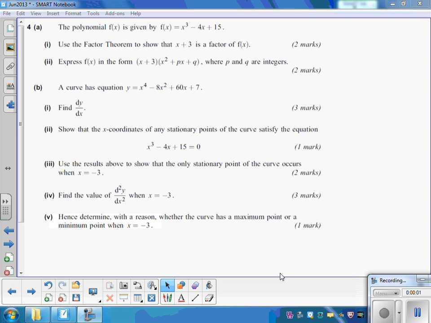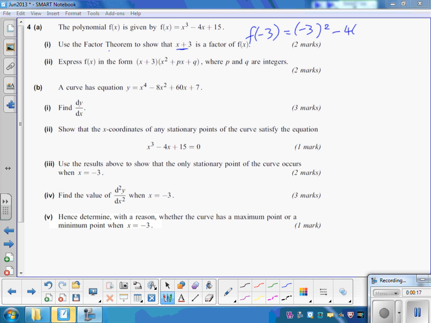June 2013, Core 1, question 4. Long question, keeps on going and going and going. We start with the factor theorem question, so we're looking at what makes that 0, minus 3. So find out what f of minus 3 is, stick the minus 3 into the top there, and of course it equals 0. Don't stop there, say therefore x plus 3 a factor.